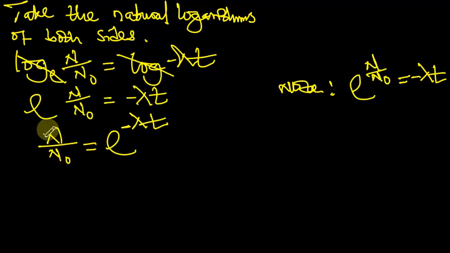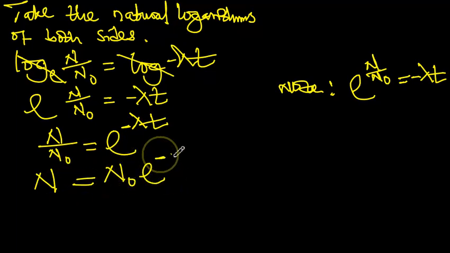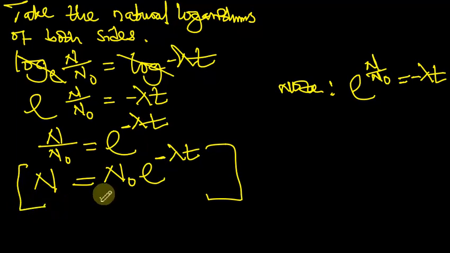Then cross multiply at this point to make N the subject of the formula. You have N equals N₀ e to the minus λt. Now take this as one of the equations, the law of radioactive decay, but this time it is known as the half-life, which is the time taken for the radioactive element to decay, and N is the number of atoms present in that element.